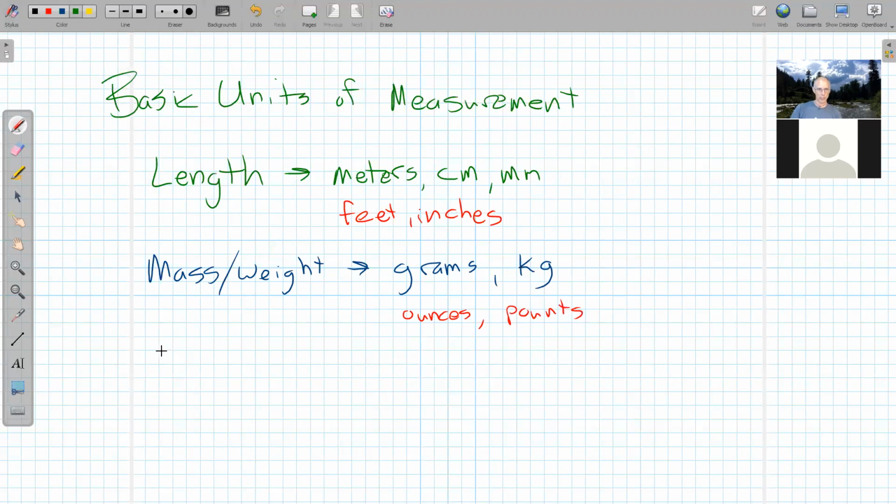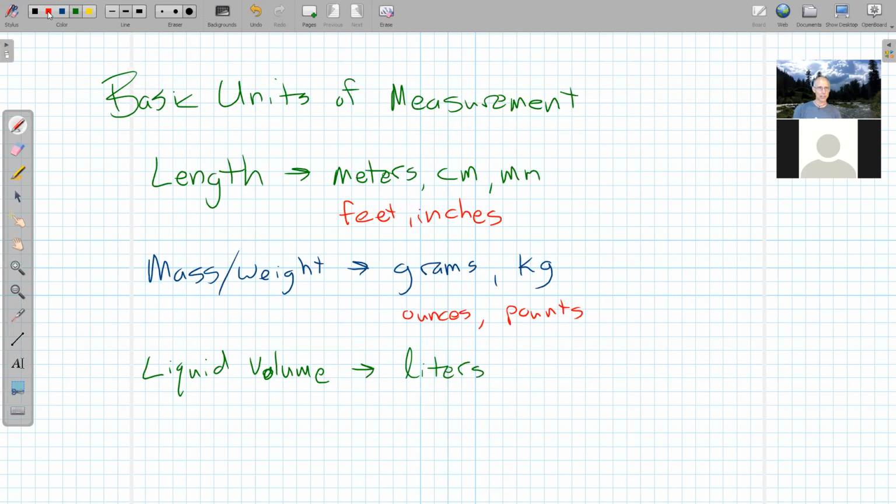And then we've got liquid volume. And so for that, we're mostly going to use liters, but we'll relate back to some ideas about length and volume and how they're related.